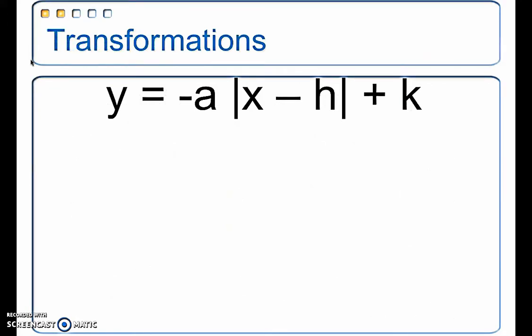So this is all your transformations all together. It could be this complicated. You could have a stretch, you could have a move to the right h or left h. If that was a plus, it's going to move to the left. And then up or down k. If it's a plus, it'll move up.